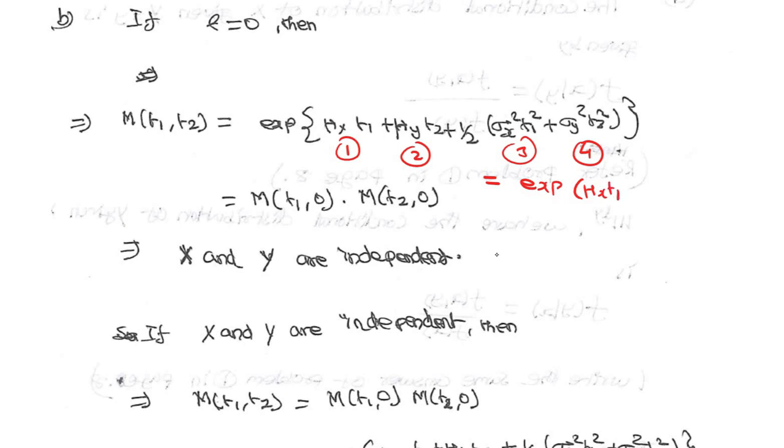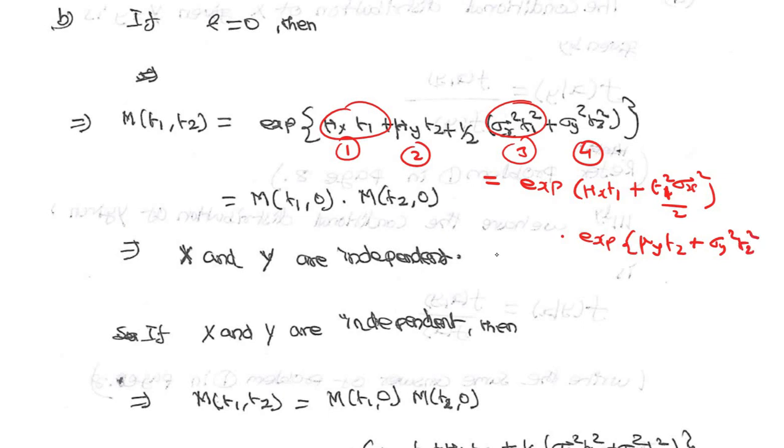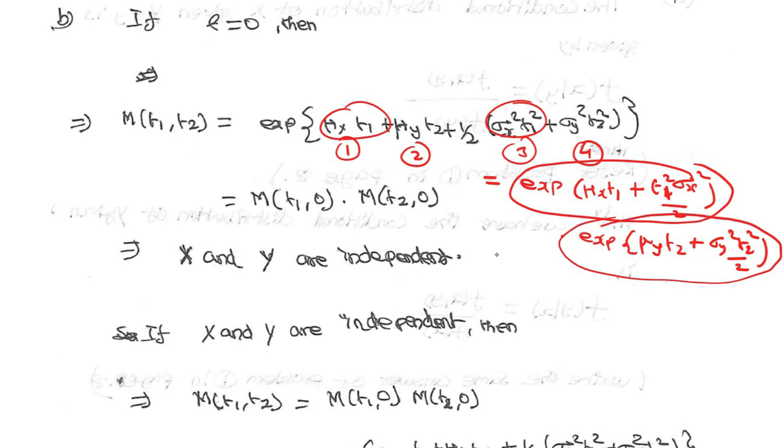That is the first term. The next term is plus t1 square into sigma x square divided by 2. This is multiplied by exp of the second term, mu y into t2, plus the fourth term, sigma y square into t2 square divided by 2. What you observe here is a moment generating function of one variable, and a moment generating function of one more variable.